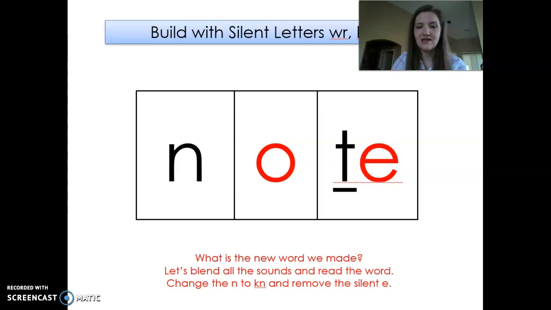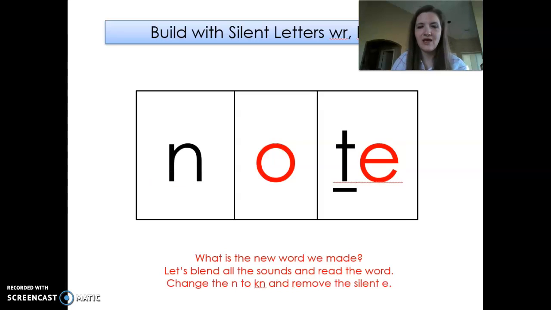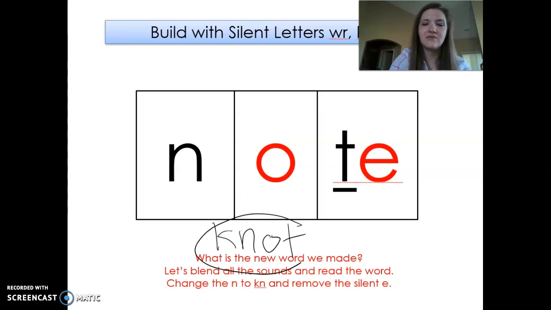Change the N to a KN and remove the silent E. So if we take the silent E away, that will change the vowel from being long to short. What's the word? Oh, apparently it got jumped. It was not. Okay, so if we have not and we change the O to an I, what would it be?